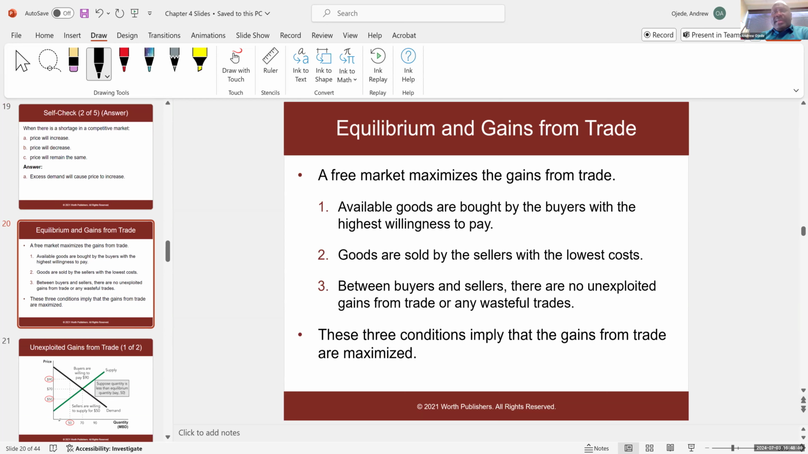So a free market maximizes the gains from trade. We know that. Available goods are bought by the buyers with the highest willingness to pay, and goods are sold by sellers with the lowest cost possible. So between buyers and sellers, there are no unexploited gains from trade or any wasteful trades. These three conditions imply that the gains from trade are maximized.